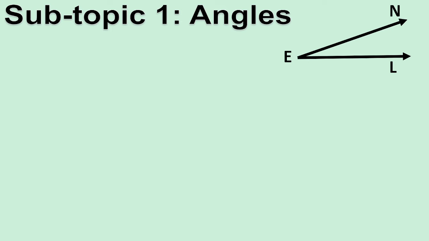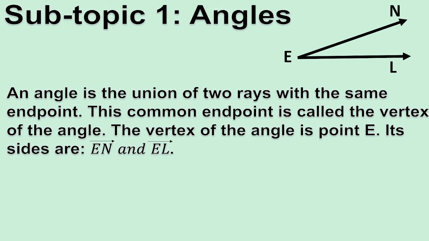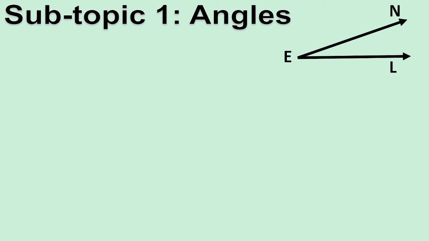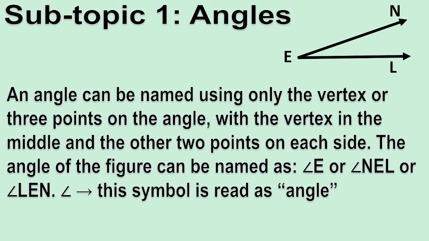Subtopic 1. Angles. An angle is the union of two rays with the same endpoint. This common endpoint is called the vertex of the angle. The vertex of the angle is point E. Its sides are ray EN and ray EL. An angle can be named using only the vertex or 3 points on the angle, with the vertex in the middle and the other 2 points on each side. The angle of the figure can be named as angle A, or angle NEL, or angle LEN.